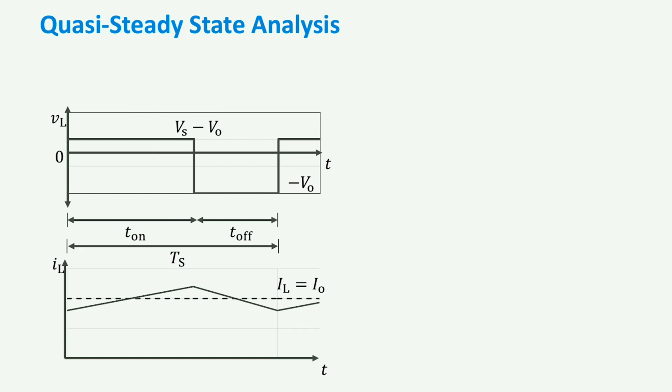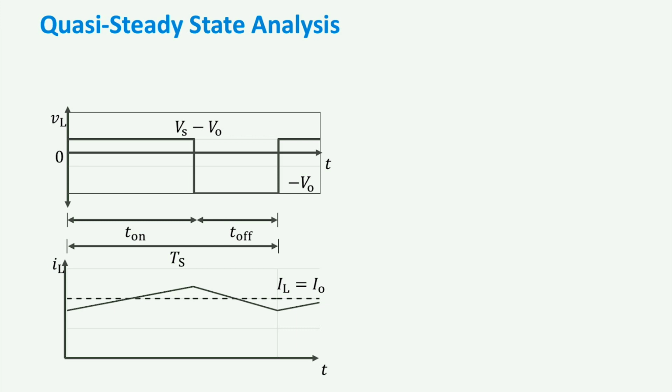Here we observe a plot of the current flowing into the inductor and the voltage across the inductor when it is in quasi-steady state. The current at the end of the period must be equal to the current in the beginning. Because the current in an inductor is given by the integral of the voltage, we can conclude that the integral of the voltage over a single period must be 0.